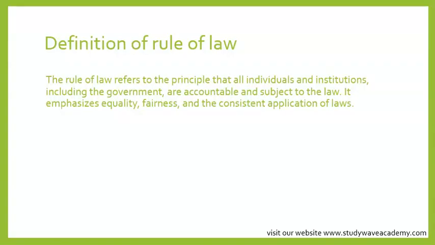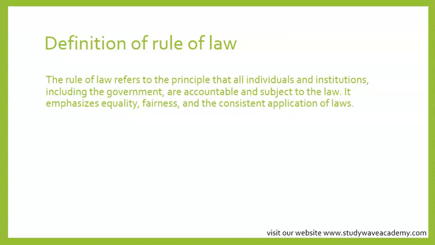First, we are going to be looking at the definition of rule of law. Okay? The rule of law refers to the principle that all individuals and institutions, including the government, are accountable and subject to the law. It emphasizes equality, fairness, and the consistent application of laws. Do you understand?